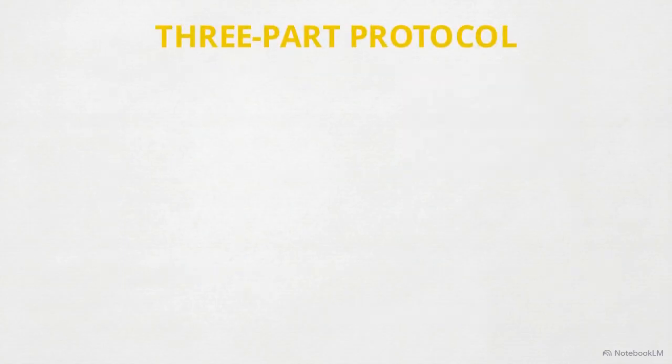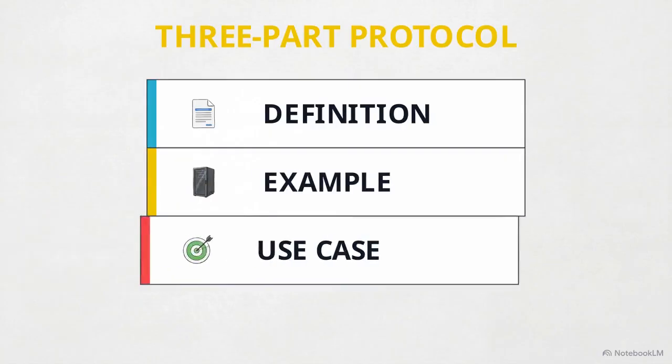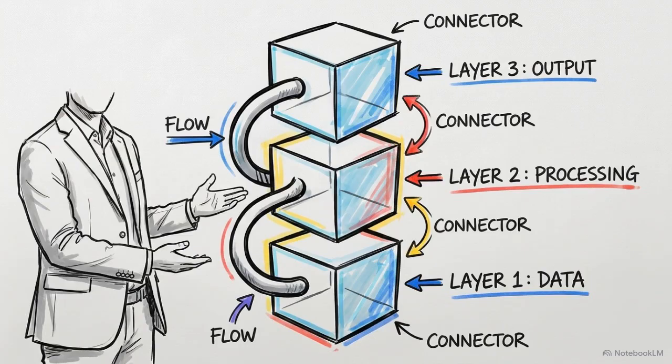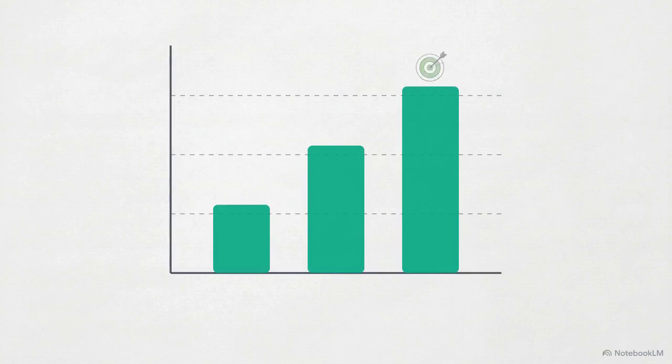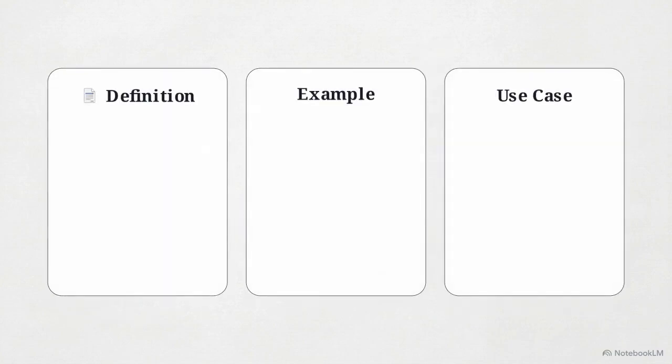The most effective tool to get you there is a three-part protocol: definition, example, and use case. This framework forces you to move beyond abstract theory and speak the language of a senior engineer, connecting technical features directly to tangible business value. Let's apply this to BGP. Your definition should be concise.